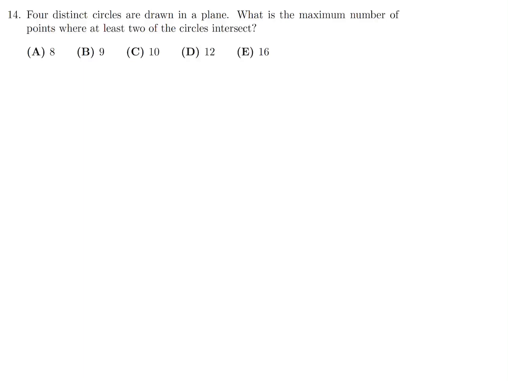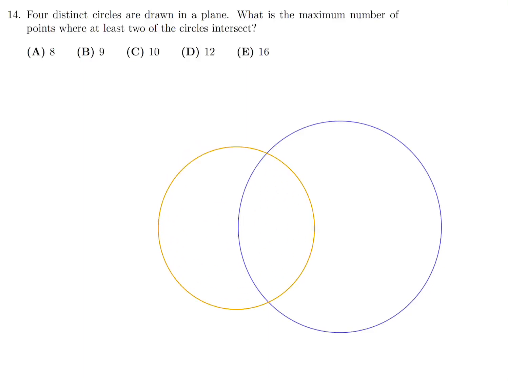4 distinct circles are drawn in a plane. What is the maximum number of points where at least 2 of the circles intersect? Okay, so let's draw our circles. That's our first one, and we're going to draw 4 of them, right? Yeah, 4. So here's our second one. So I've got 2 intersection points. We've got a third one, and we've got to draw it in a way to maximize intersection points. All right, so I think that should maximize it because that intersects everything twice.